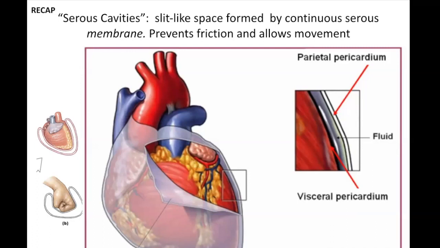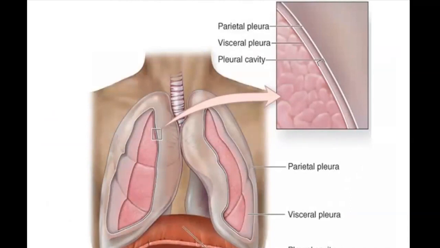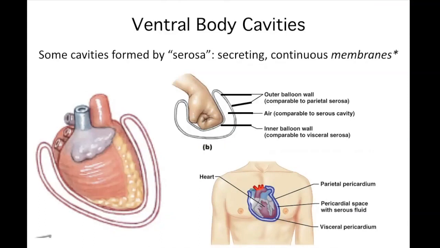Your lungs, likewise, are sitting in those little sacs right there, in this pleural cavity. Here's the lung tissue. Here's the outside of your rib cage. You've got this little lining, a fluid-filled space in here, so that when you're attached to the rest of the body, as we'll talk about. These ventral body cavities are formed by the serosa, secreting continuous membranes.